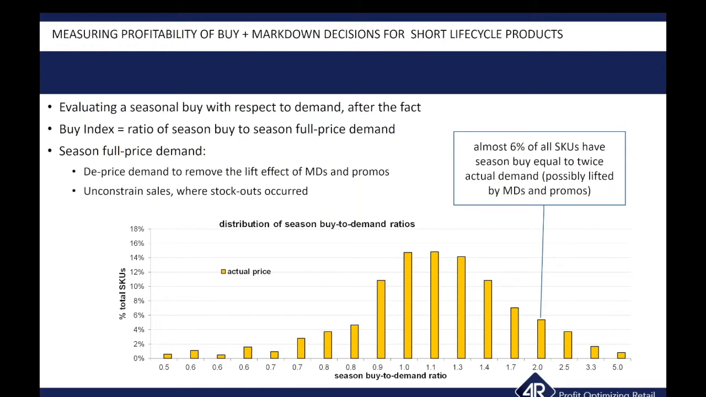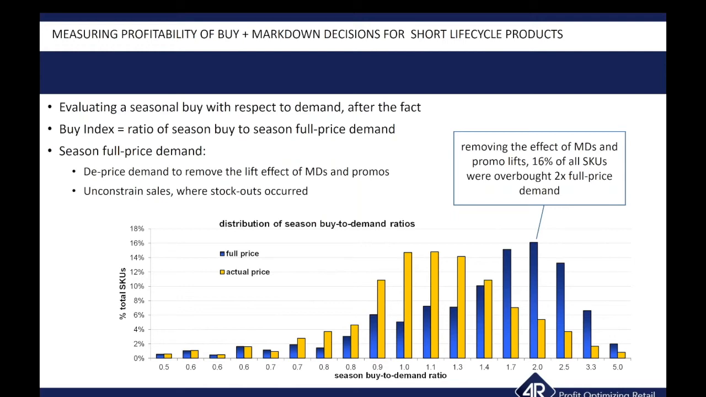From actual demand, we can infer the full price demand. Of course, whenever there is a markdown, full price demand was actually smaller, because it means what would demand have been without the effect of markdowns. So what happens if we look at the same histogram, but using full price demand?